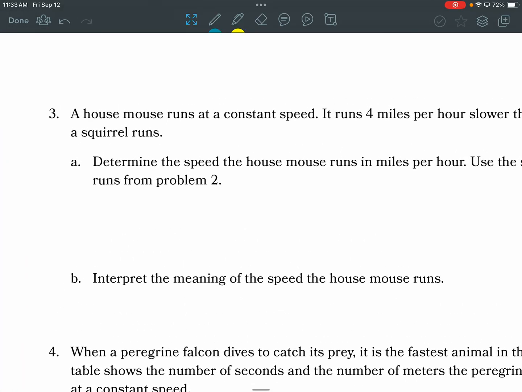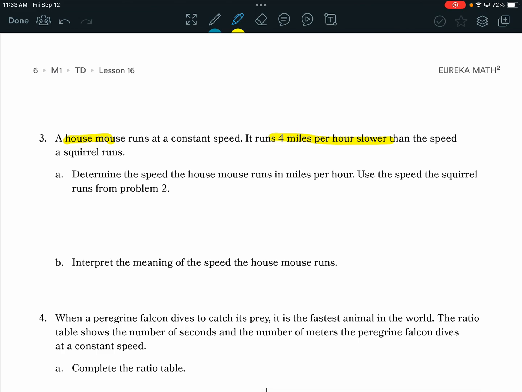The house mouse is 4 miles per hour slower. If it's slower, what do I have to do? Add, subtract, multiply, or divide? Subtract. So the other was 12. What is 12 minus 4? 8. So the house mouse is 8 miles per hour. MPH is miles per hour.